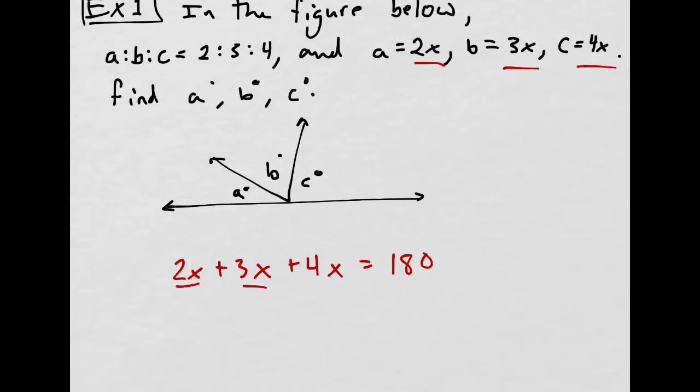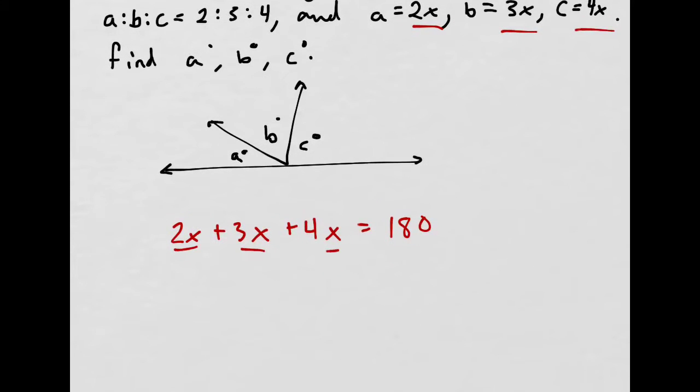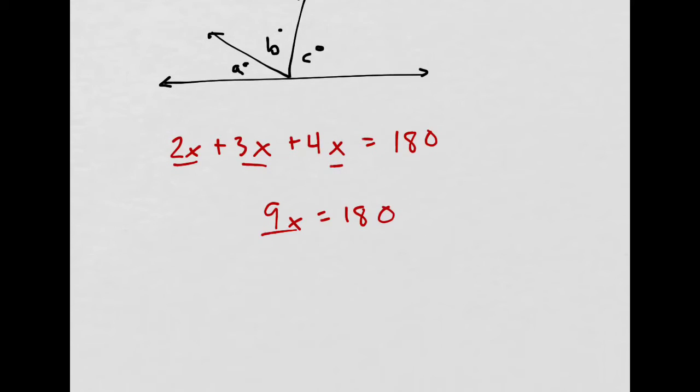And I can combine like terms now. So that would be what? 4, 7, 9x equals 180. Super easy. Divide by 9, and we good. X equals what? 18 divided by 9 is 2. So this would be 20.